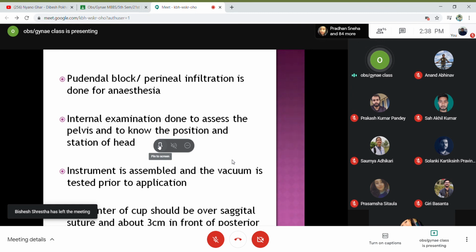Then we have to apply the vacuum on the fetal skull, over the posterior fontanelle. The anterior fontanelle is open, the posterior fontanelle is closed. So if you apply the vacuum towards the anterior fontanelle, then it is going to be a disaster. So we have to apply the cup over the sagittal suture towards the posterior fontanelle.